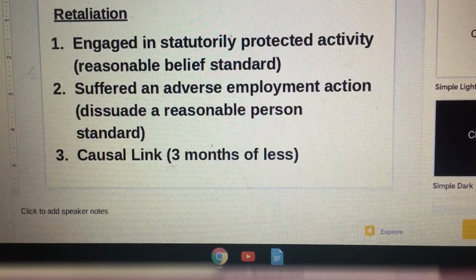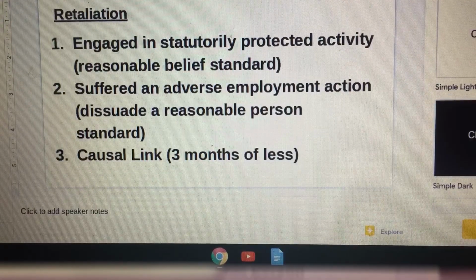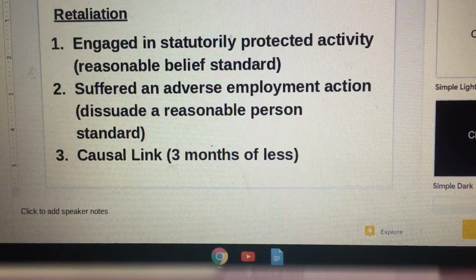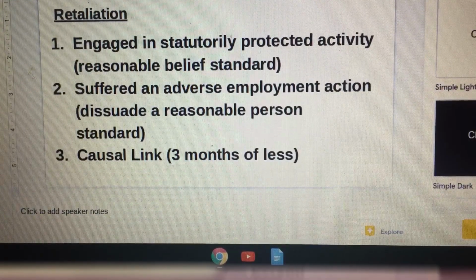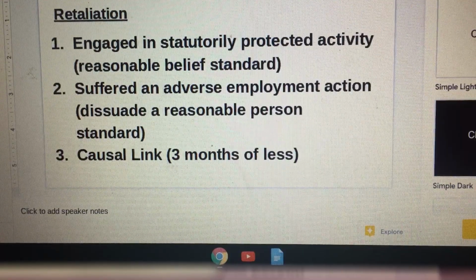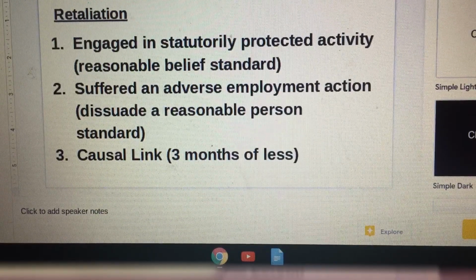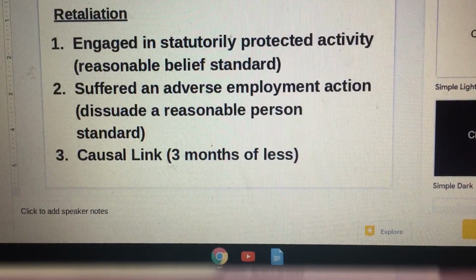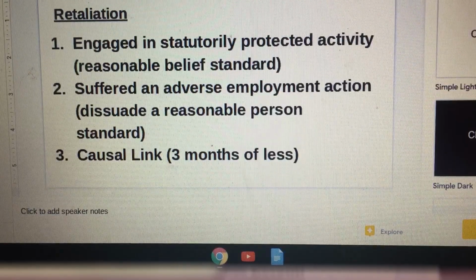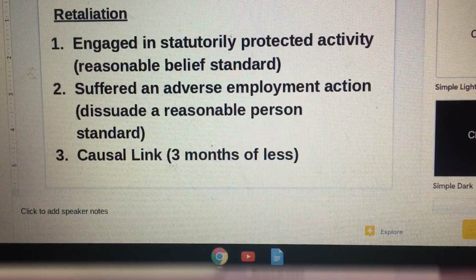The second element is that you suffered an adverse employment action, okay? And the standard for that is that whatever they did to you to retaliate would dissuade a reasonable person from making the same type of complaint that you made because they saw what the employer did to you. They say, you know what, I don't want that to happen to me. I'm gonna keep my mouth shut. So that's the standard for that.